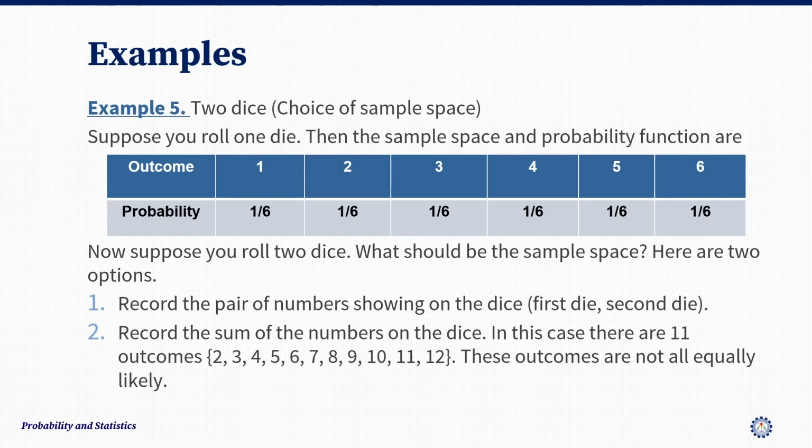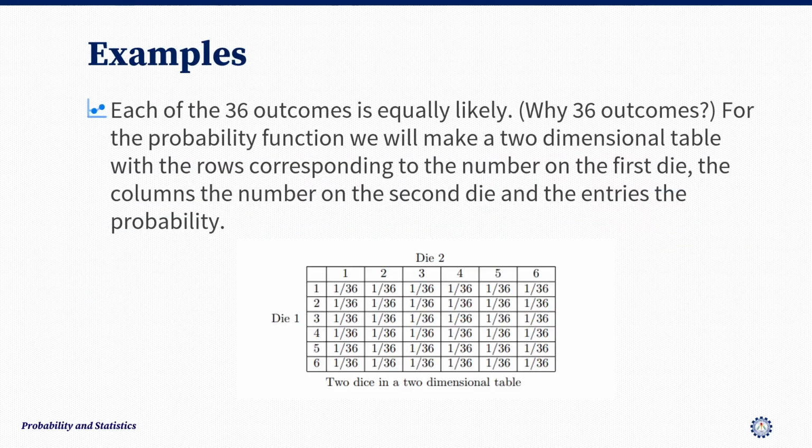Now suppose you roll 2 dice. What should the sample space be? Here are the 2 options. First, we record the pair of numbers showing on the dice, the first die and the second die. Second, we record the sum of the numbers on the dice. In this case, there are 11 outcomes: 2, 3, 4, 5, 6, 7, 8, 9, 10, 11, 12. These outcomes are not equally likely.